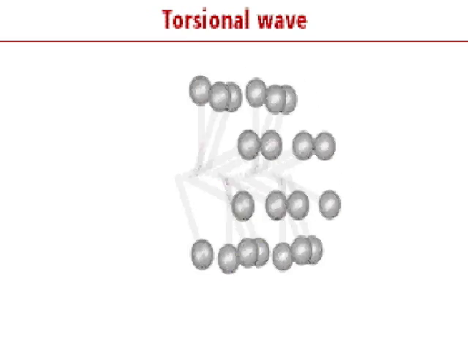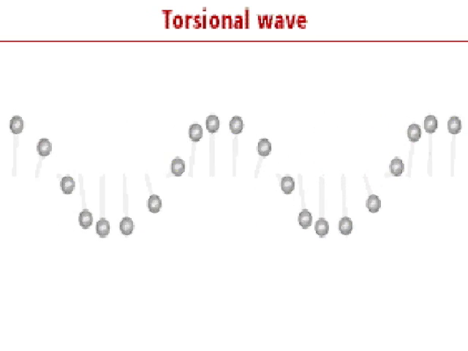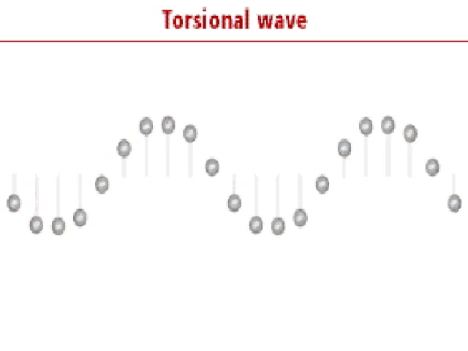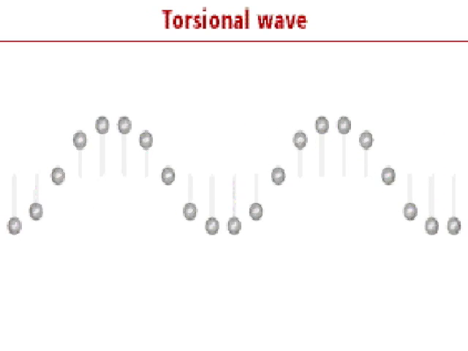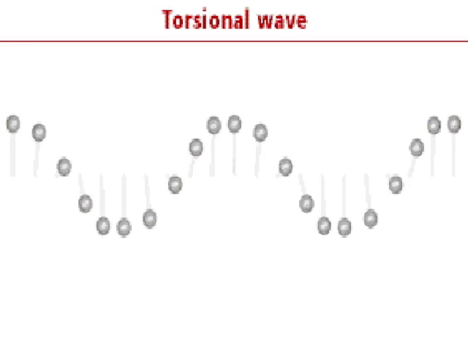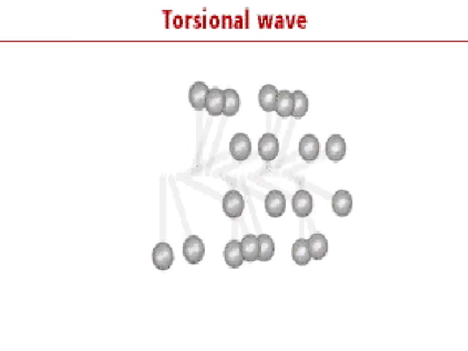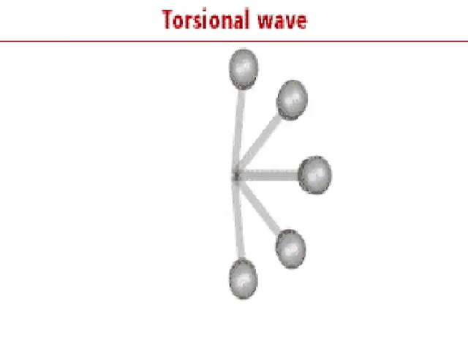A torsional wave is similar to a transverse wave, except in this case, the motion of the wave moves around a central axis. The axis is oriented in the same direction as the wave's energy flow.